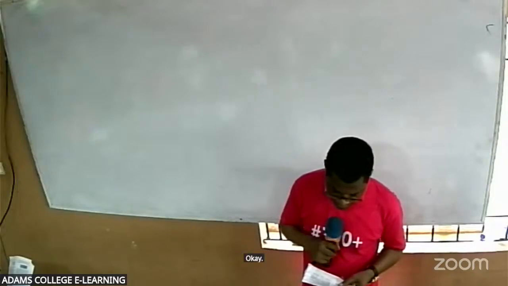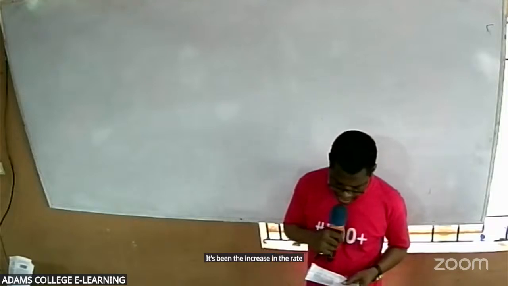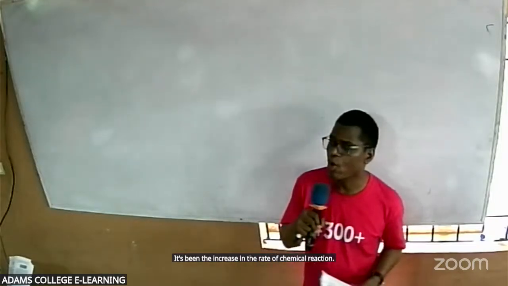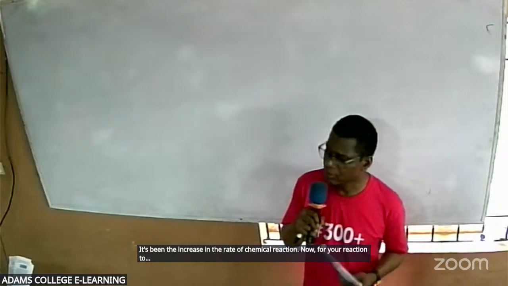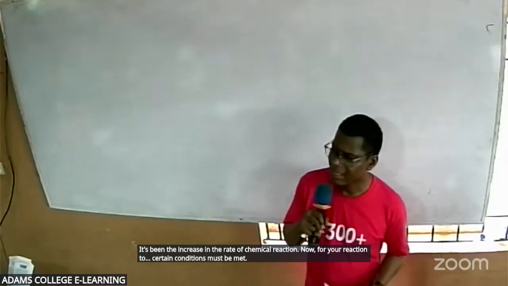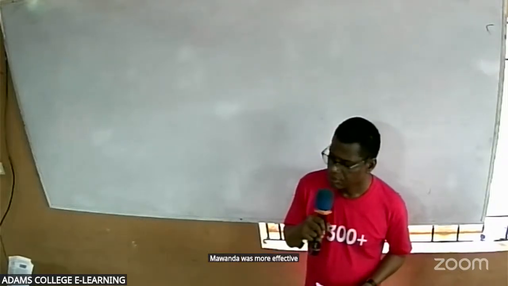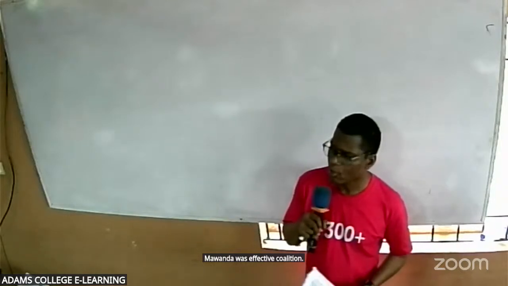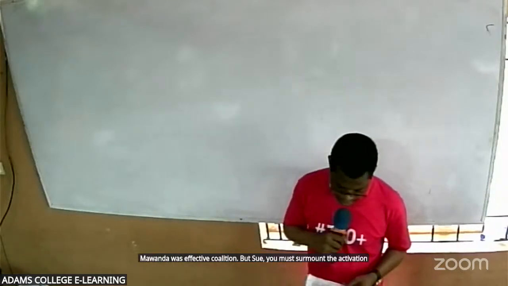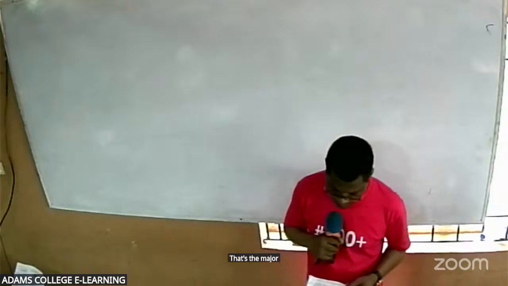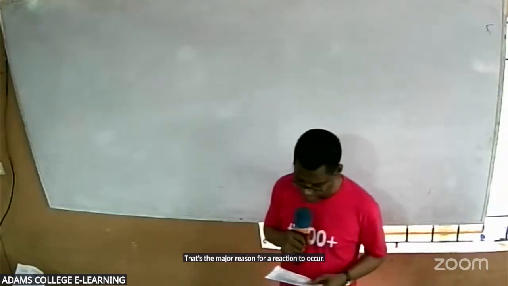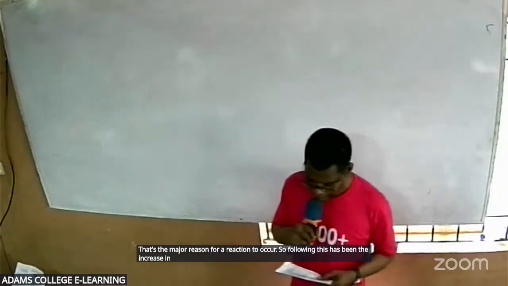Question 25: which of the following explains the increase in the rate of a chemical reaction? Now, for a reaction to occur, certain conditions must be met. Number one, there must be effective collision. Number two, you must surmount the activation energy. That's the major reason for a reaction to occur. So which of the following best explains the increase in the rate of reaction as the temperature rises?